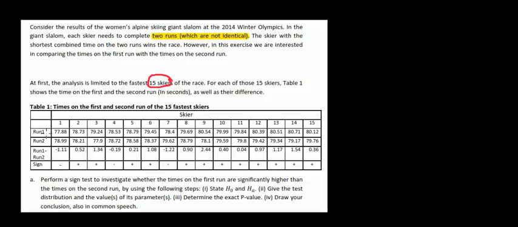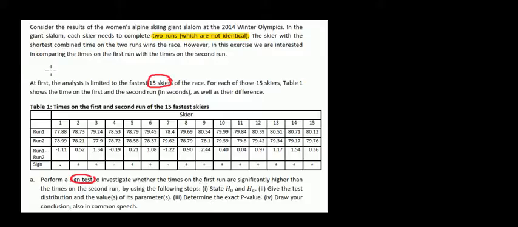We have for the first observation, the second, the differences, and we want to perform a sign test to see whether the times on the first run are significantly higher than in the second run. And we got to write the hypothesis, conclusion, and so on. So first of all, what should ring a bell here?